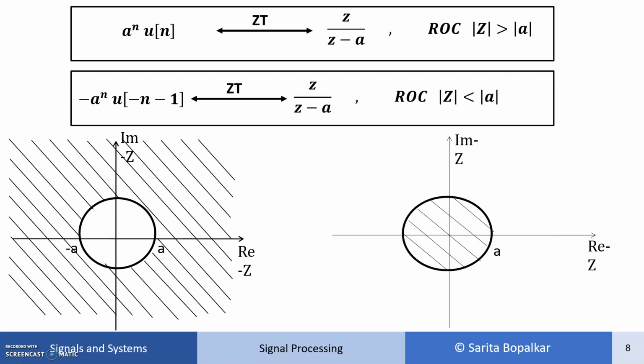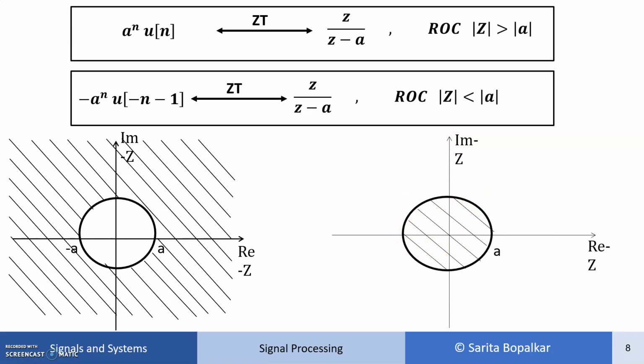So here we can say that for the right-sided sequence and left-sided sequence, Z transform is same. Where is the change? In the ROC. For right-sided sequence, for causal signal, ROC is mod z greater than a, that is the exterior of the circle. Then for the anti-causal or left-sided sequence, ROC is mod z less than a, interior of the circle.